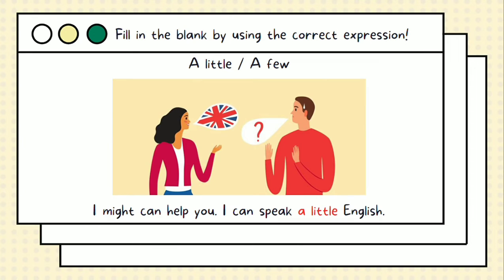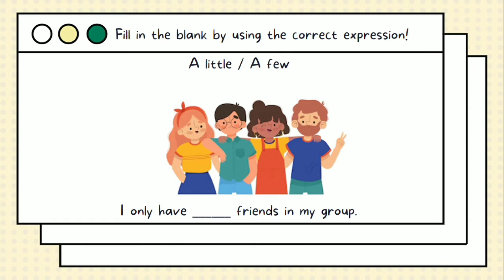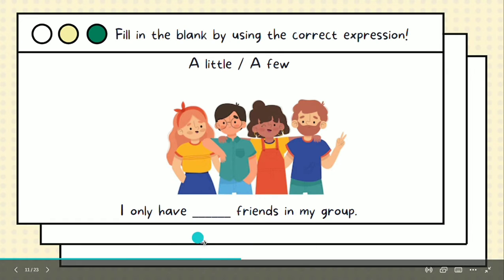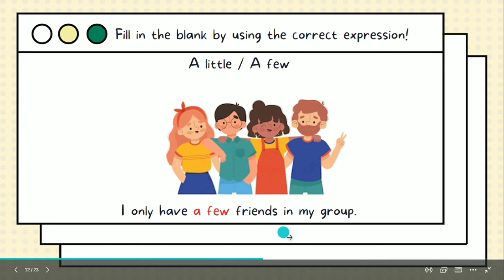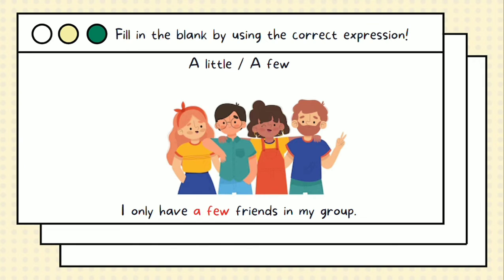Okay, and so next, let's check the other example. You can use a little or a few in here. I only have blank friends in my group. Can you guess? Okay, so let's check. I only have a few friends in my group. We use a few for countable nouns because we can count the people in that group.